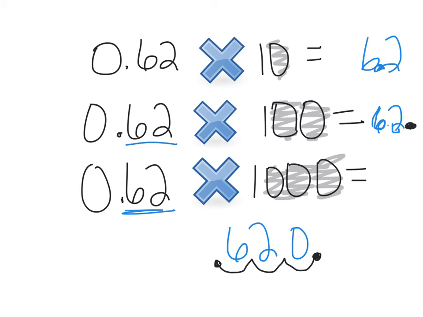And if it really wanted to, it could be hanging out ninja style if you wanted to call it that. Because really we don't have to put it in there. It does not have to go there at the end. But it means 620 because we multiplied it by 1,000.